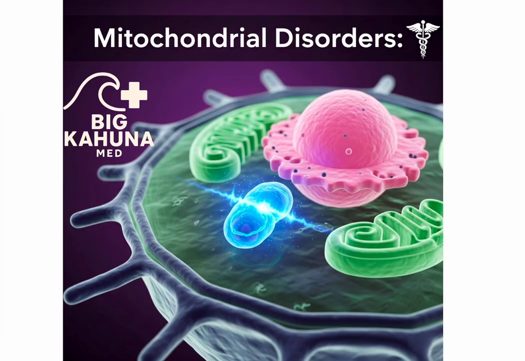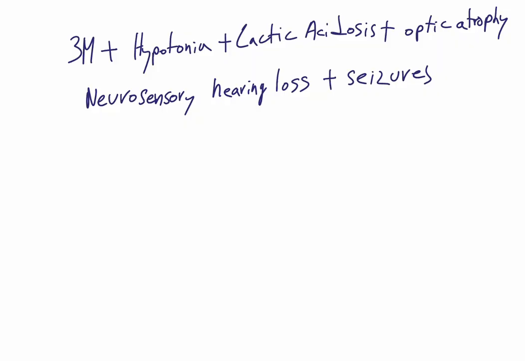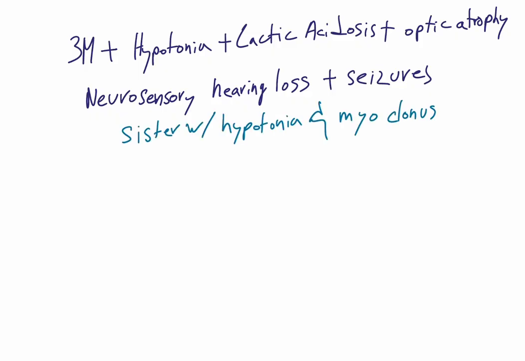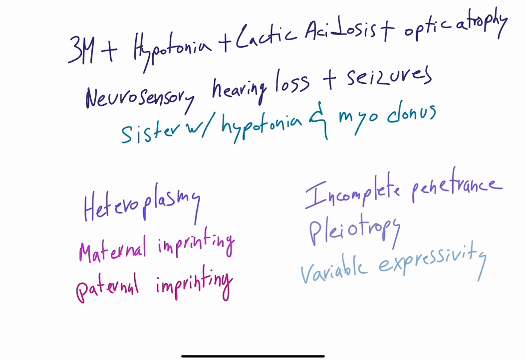Let's get it. If I was to give you a 3-year-old boy with hypotonia, lactic acidosis, optic atrophy, some neurosensory hearing loss, and seizures, and I told you that he had a sister with hypotonia as well as myoclonus, which of the following is most likely characteristic of this patient's disorder? 3, 2, 1, boom. There it is.